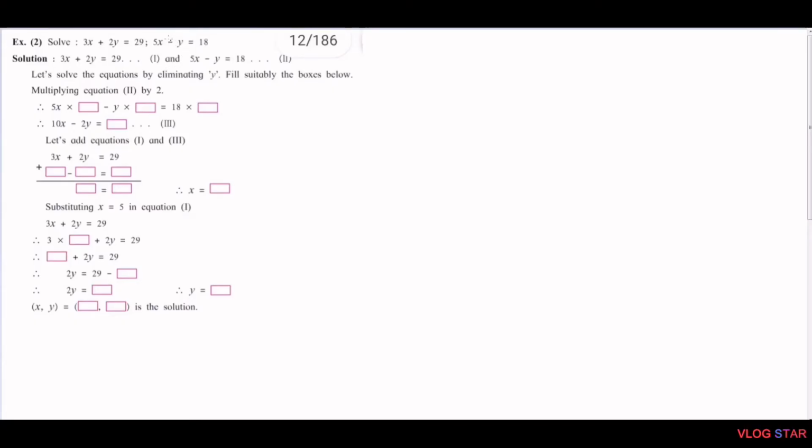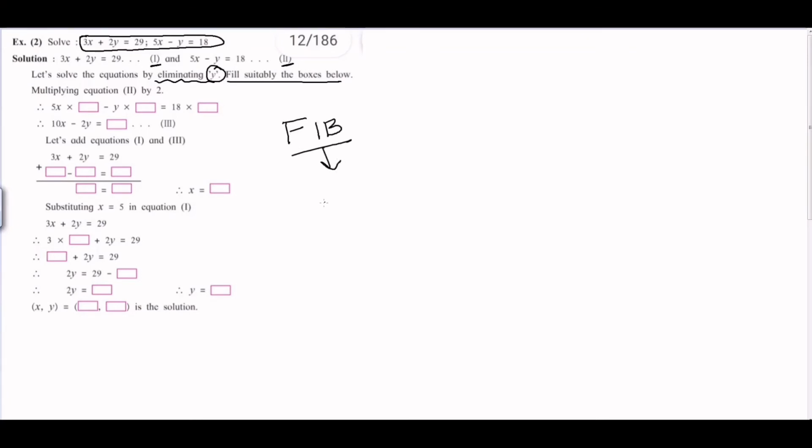Let us move to the second example. It is 3x plus 2y equals 29 and 5x minus y equals 18. Let us name them equation 1 and equation 2 respectively. Let us solve the equations by eliminating y. Fill suitably the boxes below. So this is a fill in the blanks type of question. It is an activity question, so it can be asked for 2 marks or 3 marks, depending upon the number of boxes given. So we have to fill in the appropriate values in the boxes.